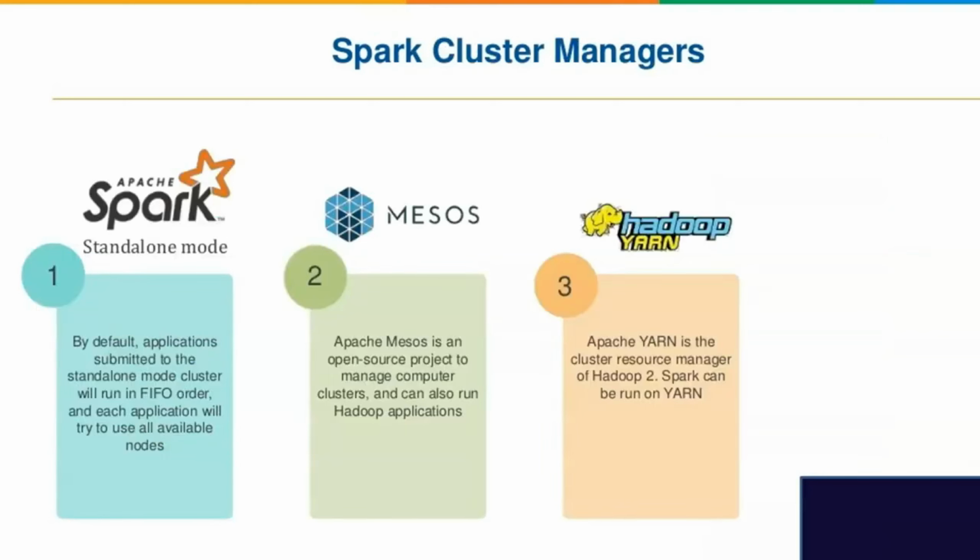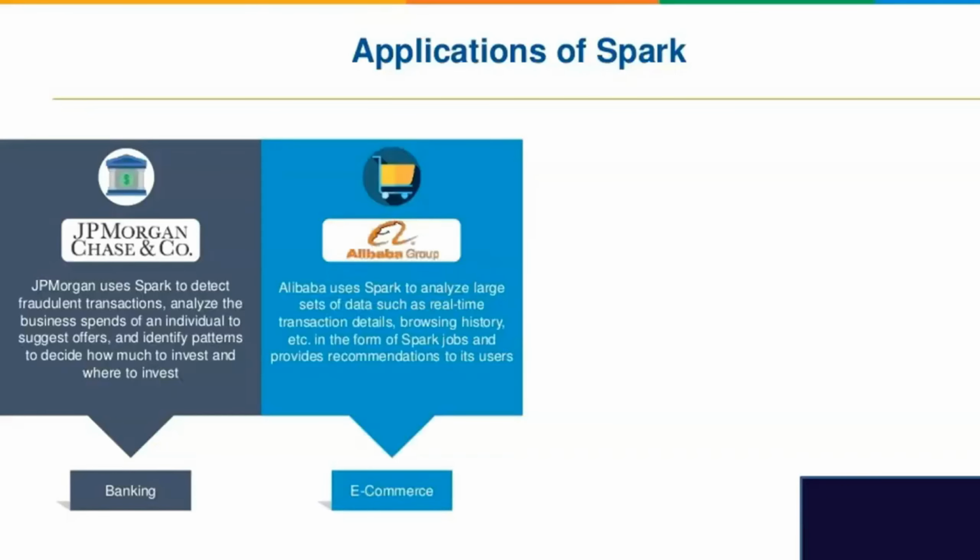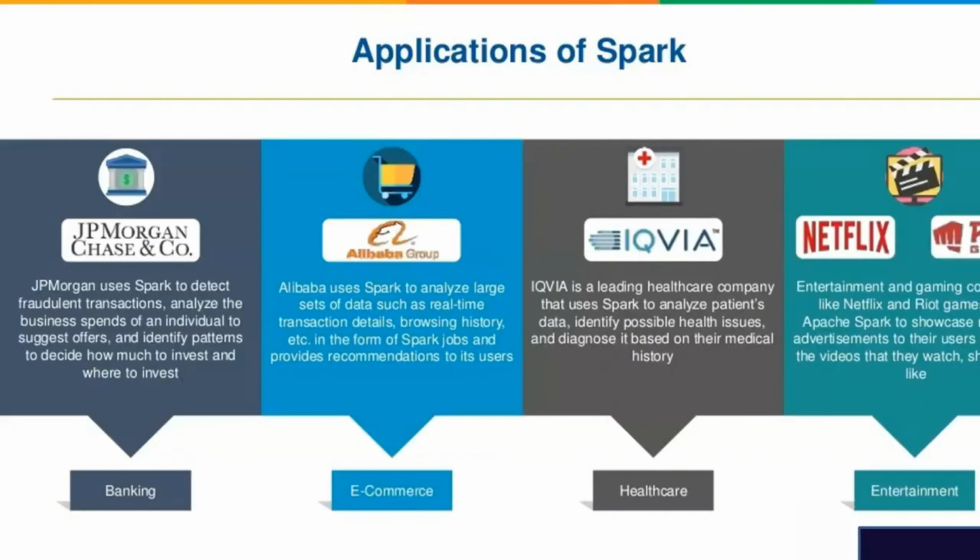Now, as I said, there are multiple worker nodes and multiple cluster managers like standalone, Mesos, Hadoop YARN, Kubernetes, and there are multiple applications of Spark in organizations. JP Morgan uses it to detect fraudulent transactions, Alibaba uses it to analyze large datasets of transaction details, IQVIA, a leading healthcare company, uses it to analyze patient data to detect health issues, and Netflix uses it for its recommendation system and so on. So Spark can be used on different platforms.